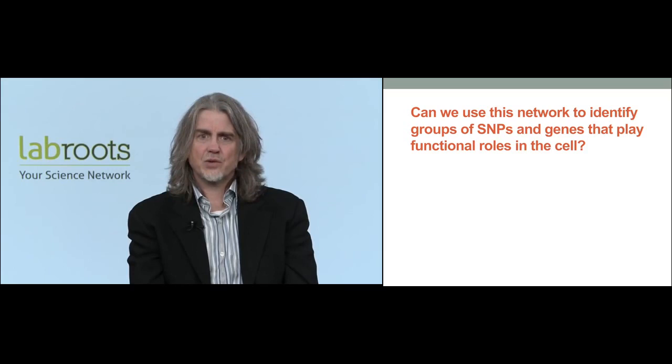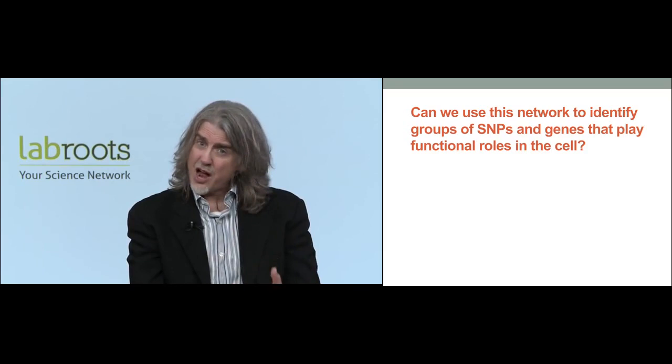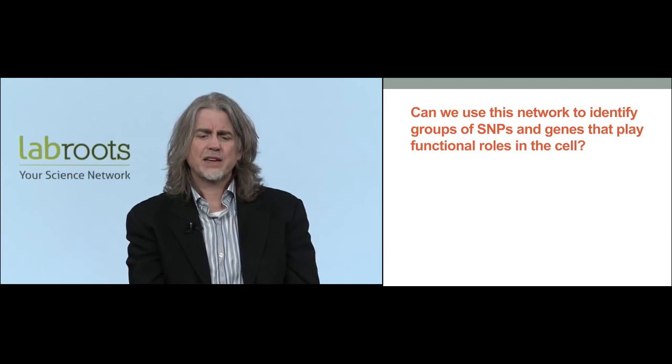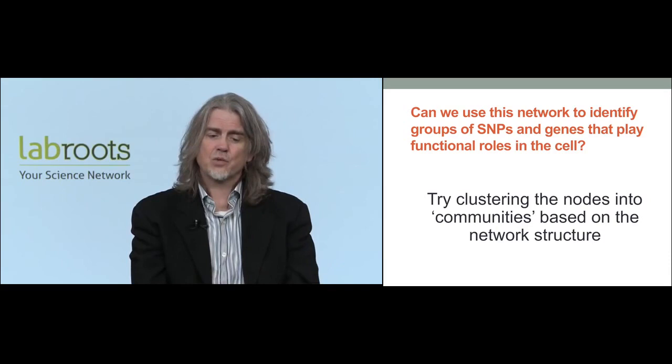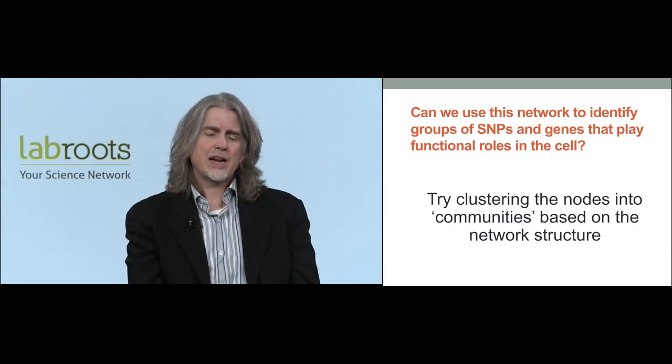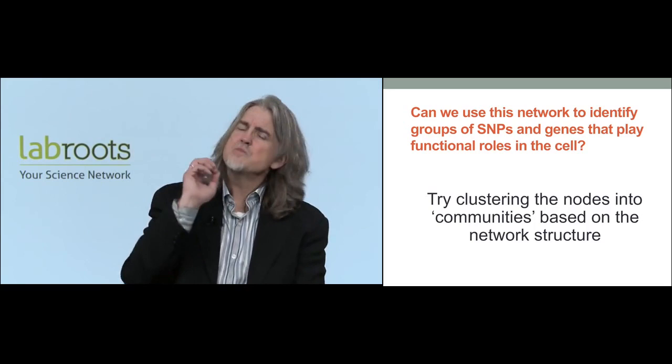To address this question, we decided to ask whether we could use some of the properties of the network to understand what the SNPs are doing and why they might be overrepresented. Could we look at the network and its structure to understand the functional role of these SNPs? The idea that John Platig and I developed and applied was that we should look at the underlying structure of the network itself. We should look at communities within the network.